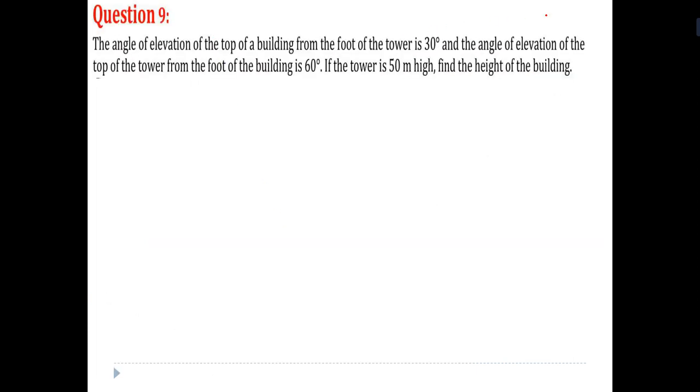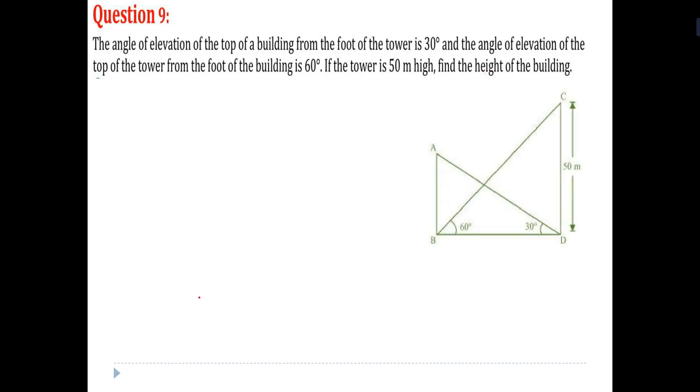Angle of elevation of top of building from the foot of tower is 30. Angle of elevation of top of tower from the foot of building is 60. So one is tower and one is building. So that type of figure you have to draw. A, B, C, D.